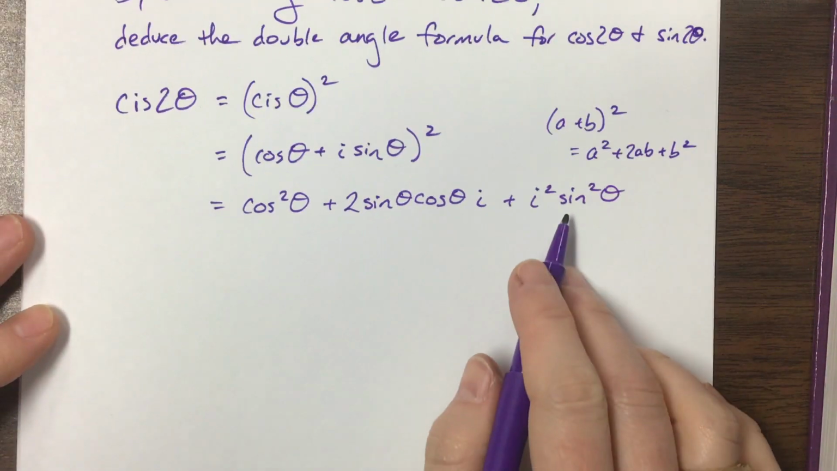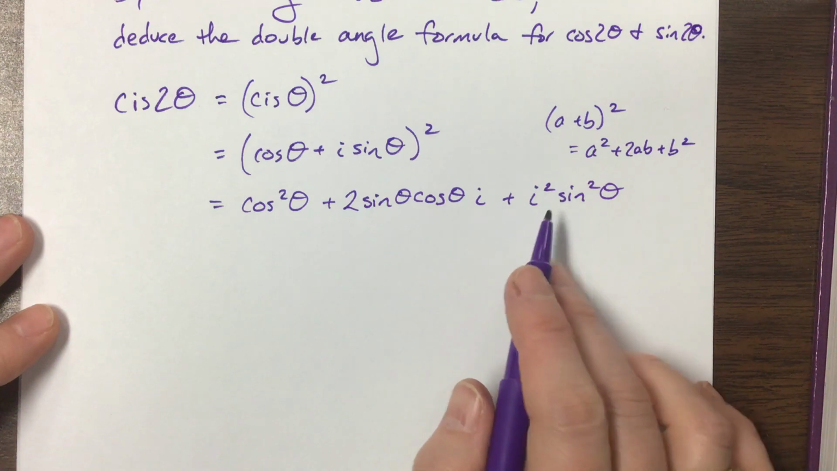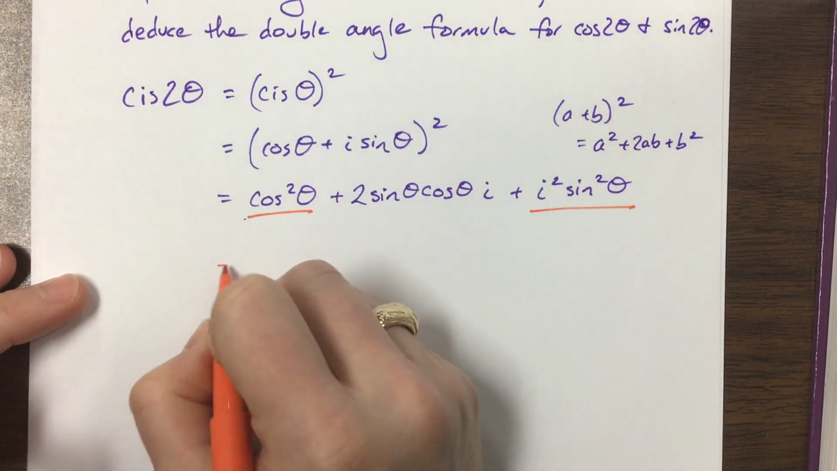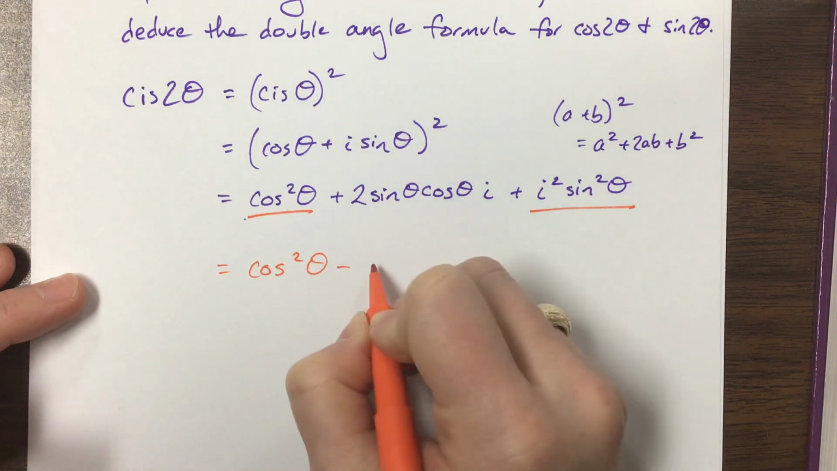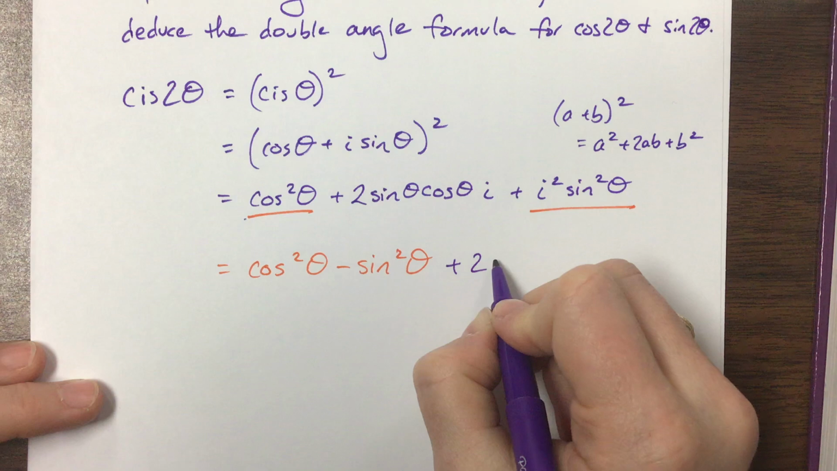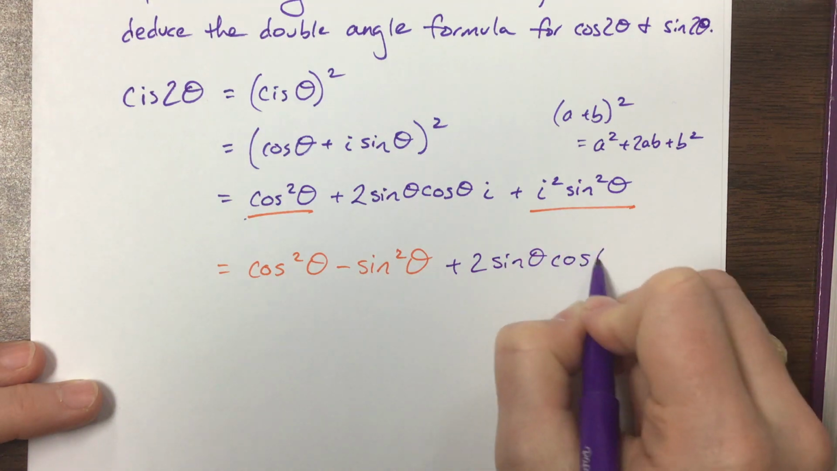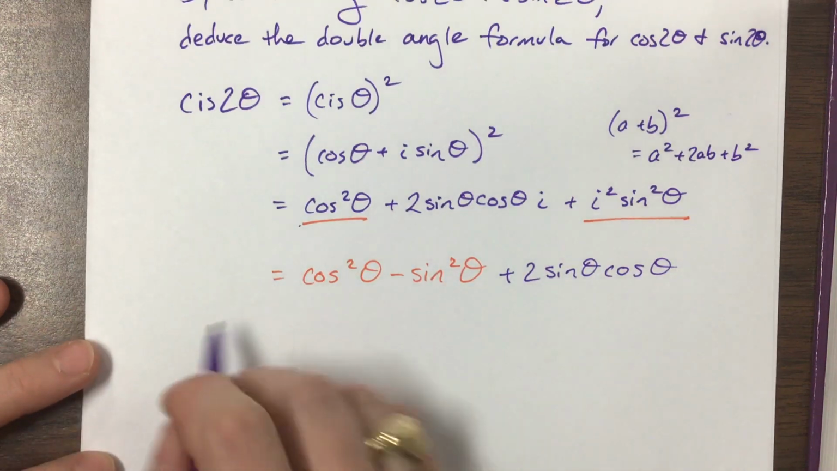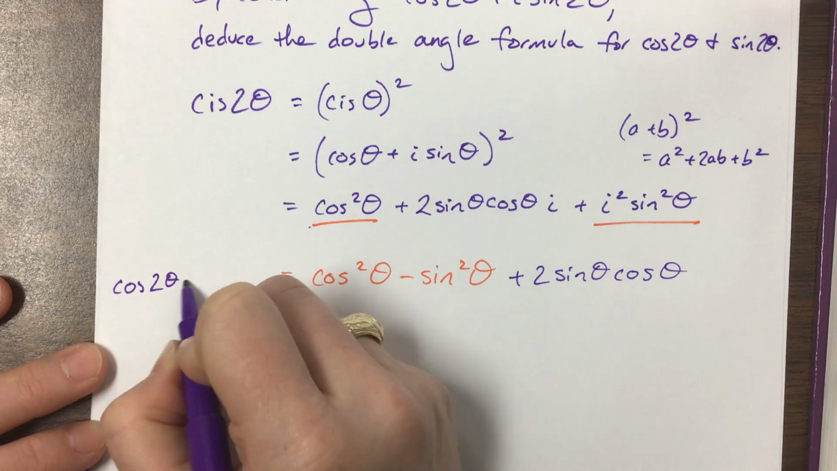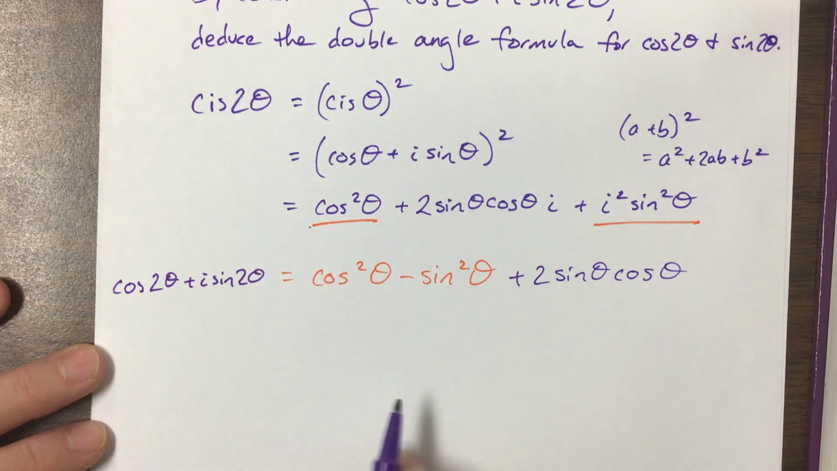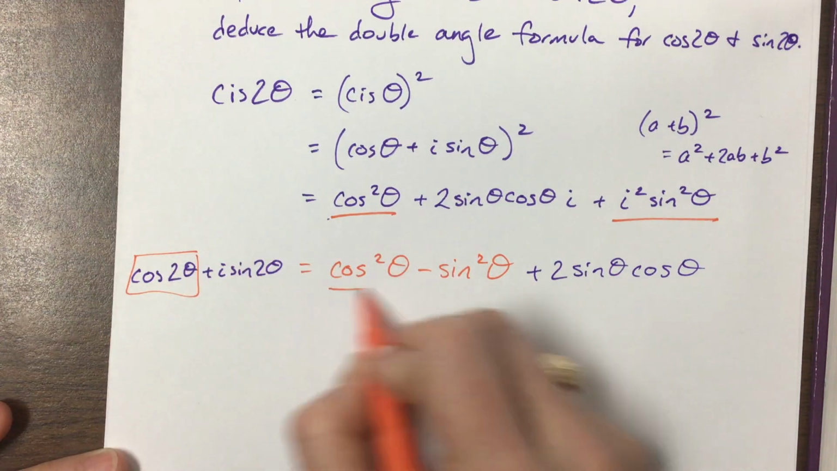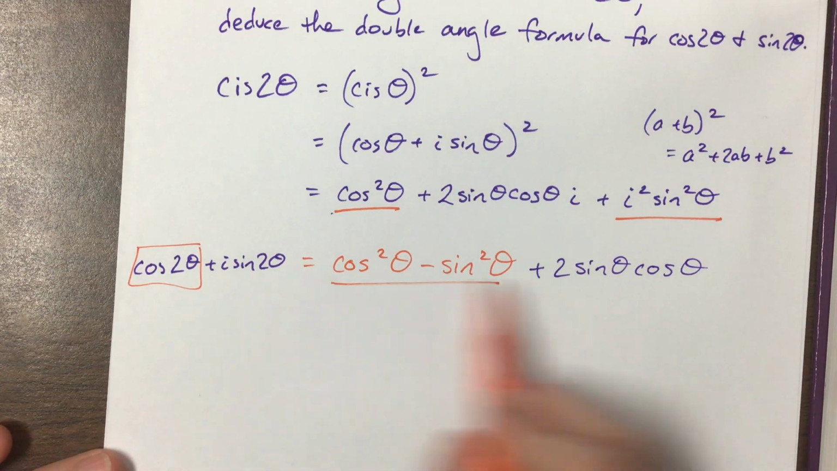This i squared becomes real, that's negative 1. So this is real and this is real, and so this is equal to cosine squared theta minus sine squared theta. That's the real part. And then the imaginary part becomes plus 2 sine theta cosine theta. In other words, I'm going to look at this part right here. This is just cosine of 2 theta plus i sine of 2 theta, and that's equal to that. Well, here's the real part with the real part, and there's the imaginary part with the imaginary part.